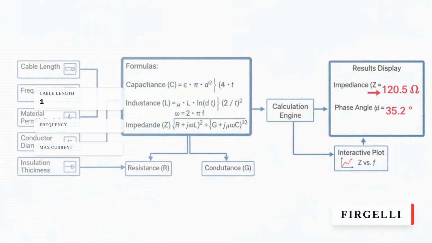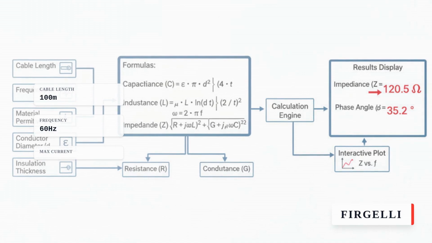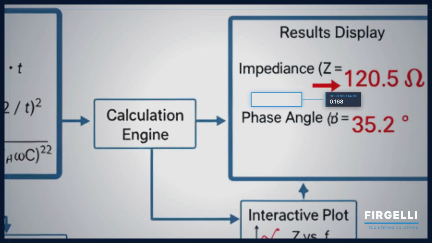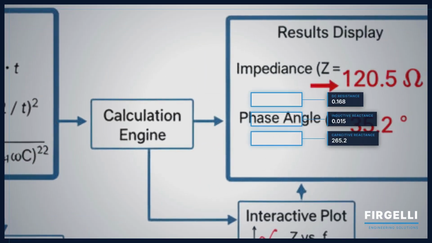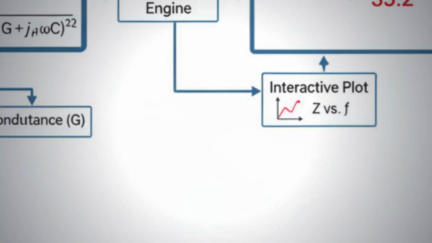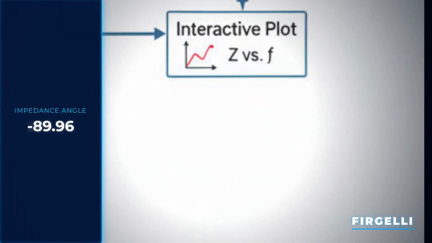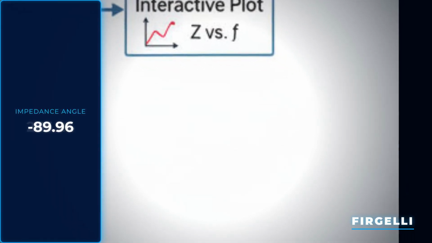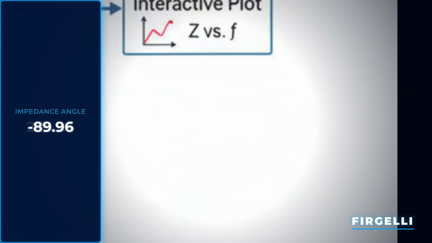Using our test values with 100 meters of cable at 60 Hz frequency and 50 amperes current, the calculator returns DC resistance of 0.168000 ohms, inductive reactance of 0.015080 ohms, and capacitive reactance of 265.258 ohms. The total impedance calculates to 265.2432 ohms, with an impedance angle of negative 89.96 degrees, indicating a highly capacitive circuit.